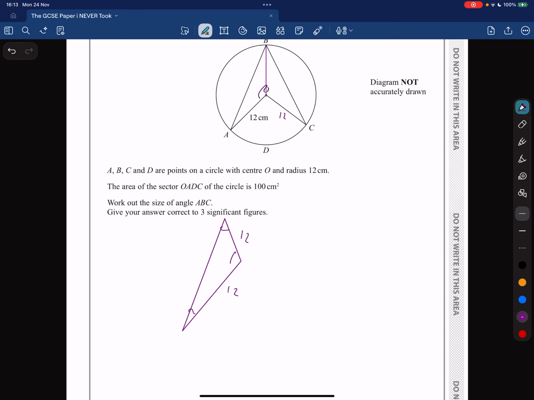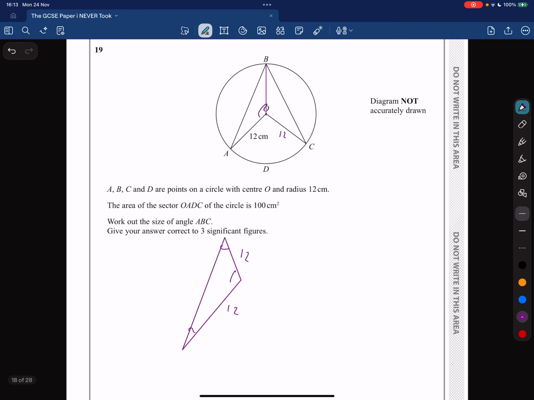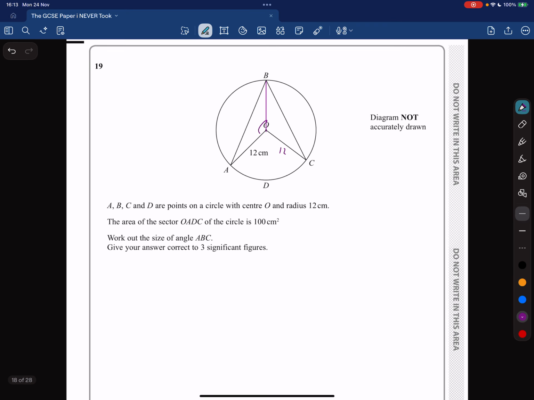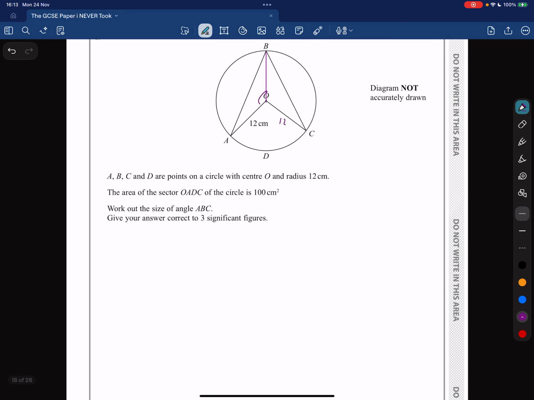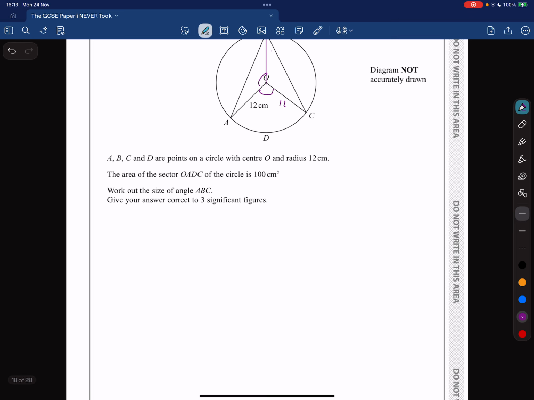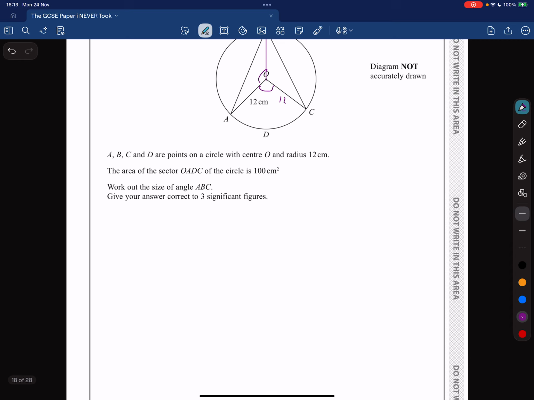The area of the sector OADC is 100 centimeters squared. Okay, so that would give us that angle. Oh, I remember this now. Yeah. So I need to find that angle and divide it by 2, because apparently that's how it works. I think. Don't quote me.